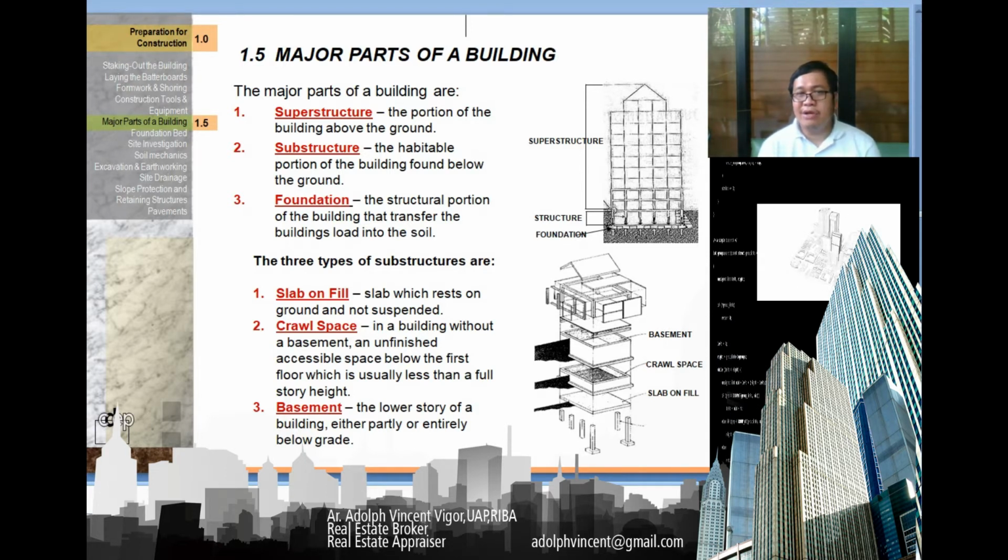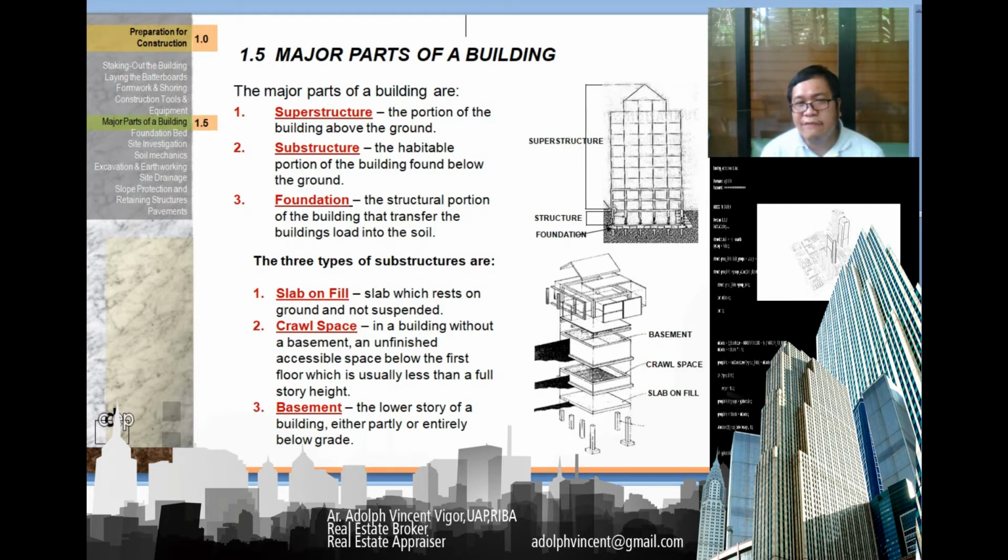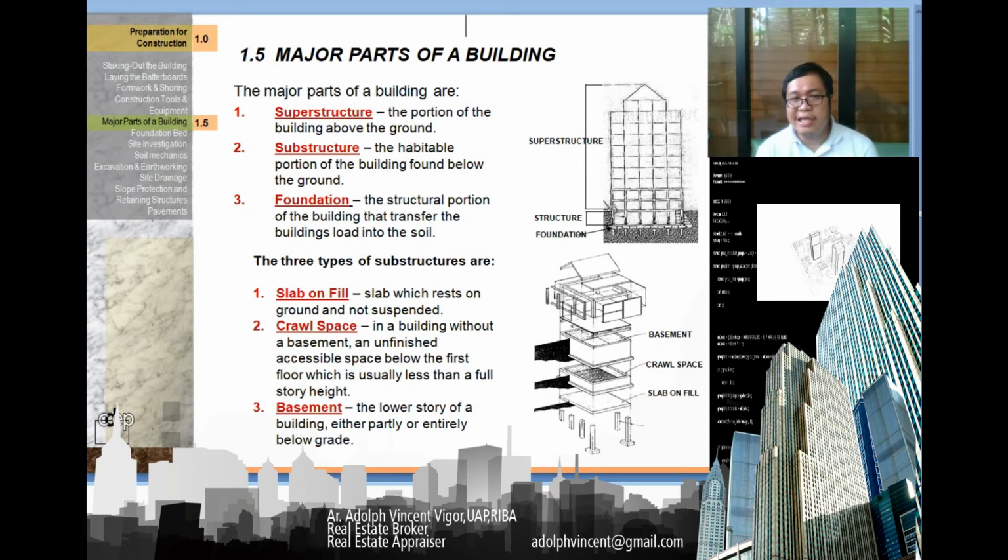Now there are three types of substructures. The first is what you call the slab on fill, a slab which rests on the ground and is not suspended. Then you have a crawl space, which is, in a building without a basement, an unfinished, accessible space below the first floor, which is usually less than a full story height. I think this is prevalent, class, especially in the old designs of buildings here in the Philippines, where you can find a crawl space underneath the house.